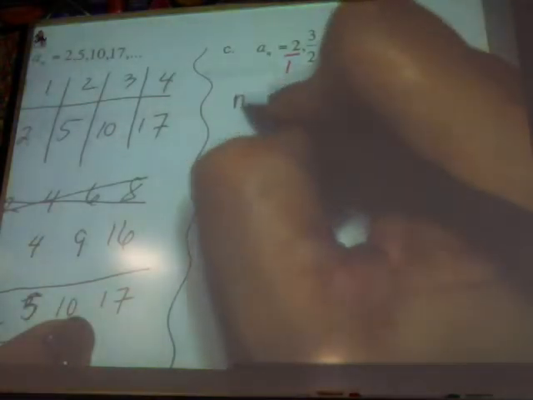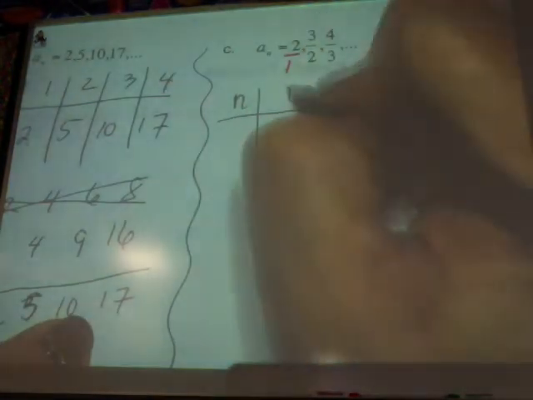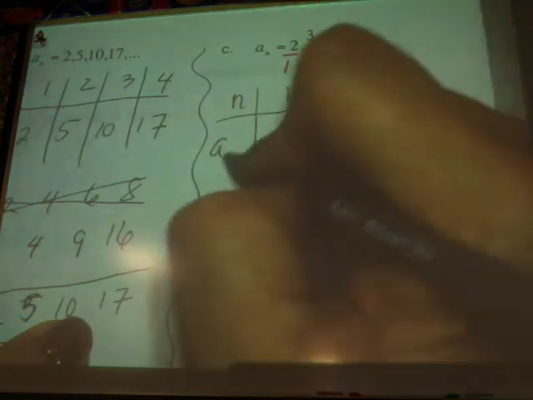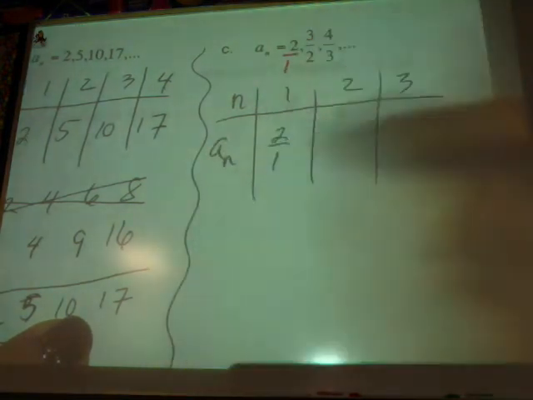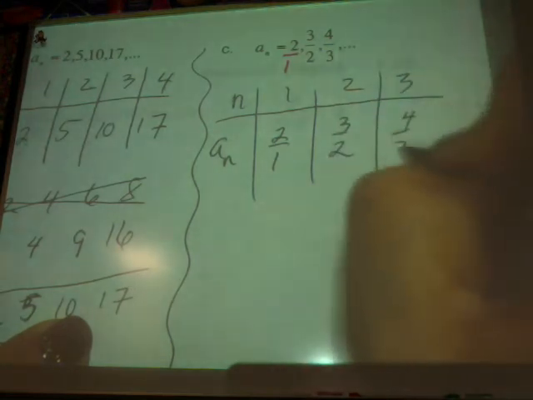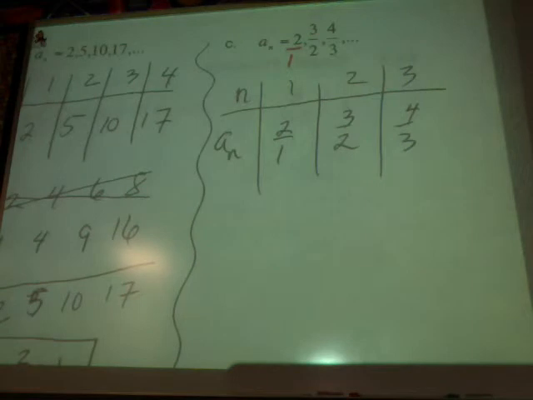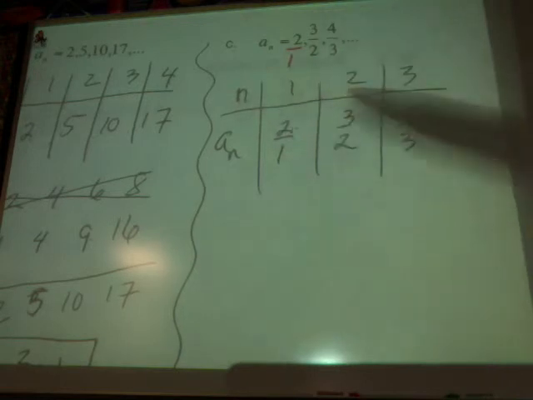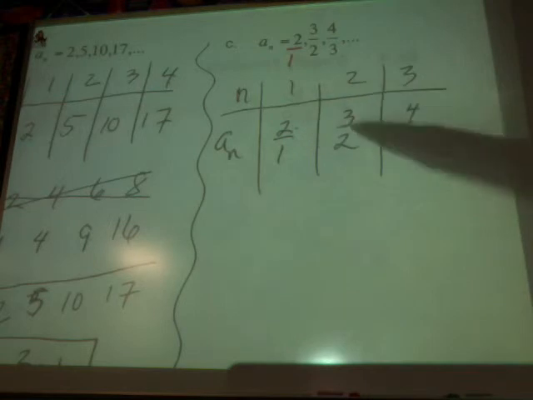So remember we've got n: 1, 2, and 3, because I only have 3 terms in my sequence. And then a sub n, I'm going to write it as 2 over 1, 3 over 2, and 4 over 3. So let's just work with the numerator for right now. How do I go from n to what we have in the numerator? Is there always the same difference?